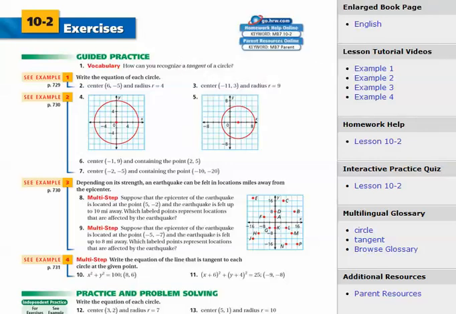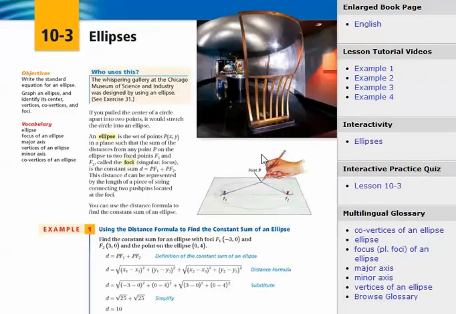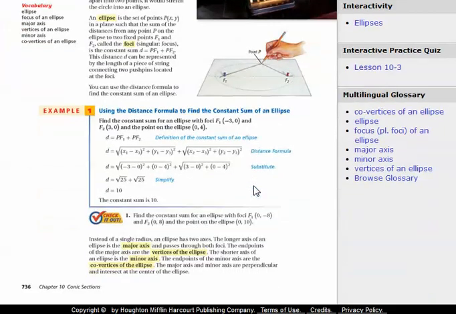We're also going to take a look at section 3. These are ellipses. Now ellipses have a couple of different points. There are things called the foci. Foci are 2 points inside the ellipse. The ellipse is kind of like an oval that sits out here. There is a distance formula to find what we call the constant sum of an ellipse. Basically, you're taking a point and the distance from the point to a focal point, and then the distance from the point to the other focal point. So it's a distance formula twice. You're adding that together to get your constant sum.